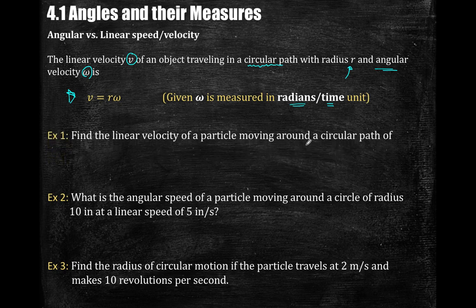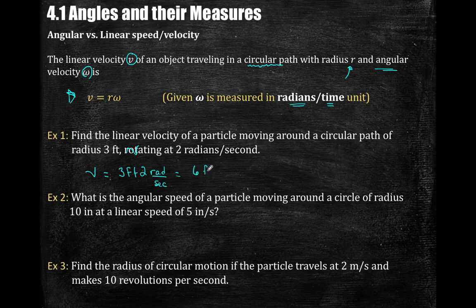So example 1: find the linear velocity of a particle moving around a circular path with a radius of 3 feet, rotating at 2 radians per second. Remember, radians you don't have to write down, so what is this? Radians are unitless, so I get 6 feet per second out of that.